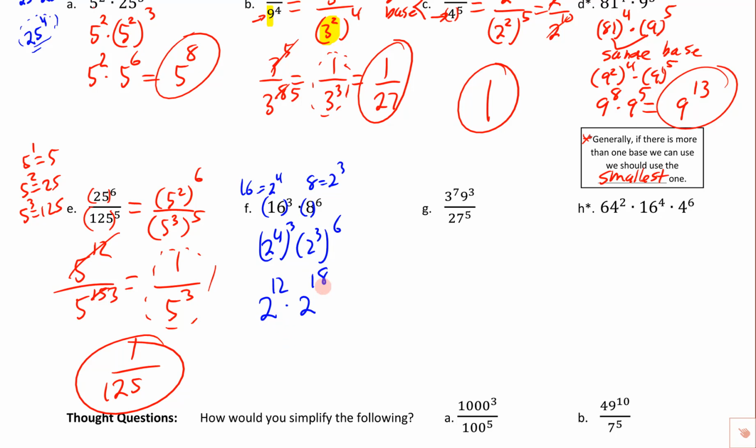And now we've got the same base. We're multiplying, so we add the exponents. So this would be 2 to the 30th. So I'm going to go ahead and circle that, and we are all set to go. Certainly wouldn't want to plug that in the calculator. That's going to be a big mess.